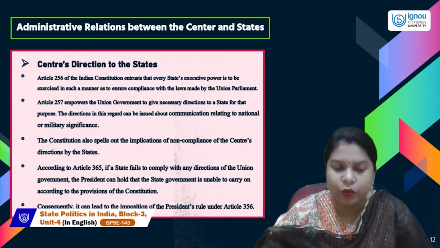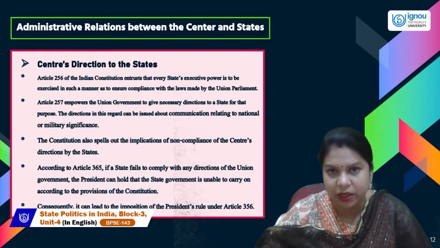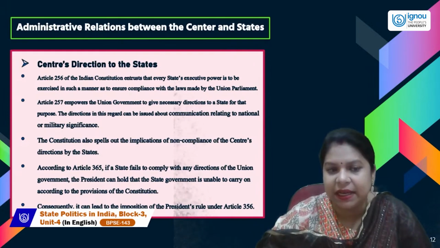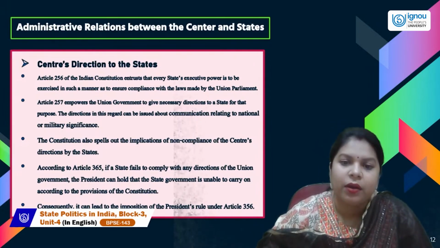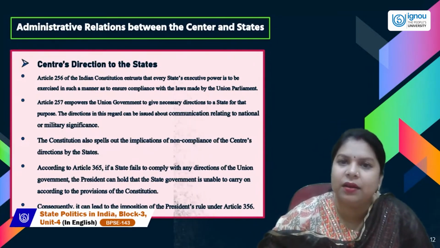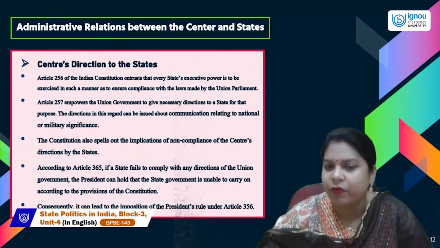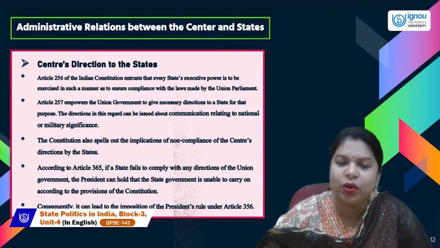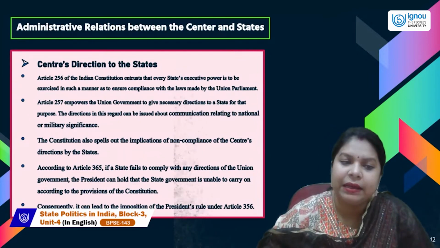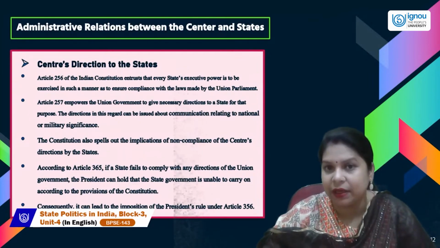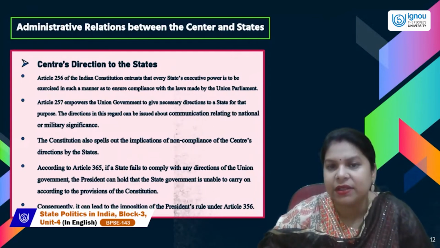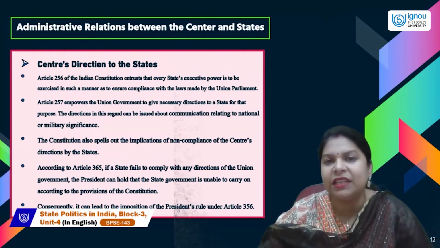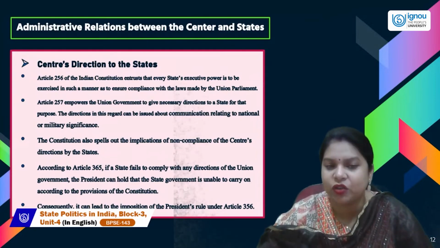Also, Article 257 empowers the union government or the center government to give necessary directions to a state for that purpose. So, the union can give directions to the state for that purpose, and directions in this regard can be issued about the communication relating to national and military significance. So, if there is a concern of national and military significance, in these matters, the union can give directions to a state.